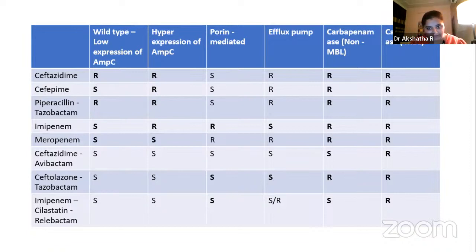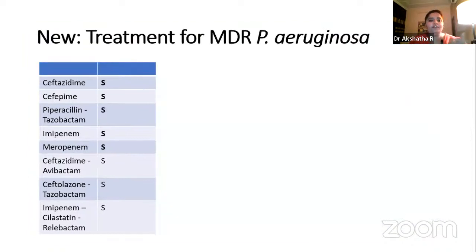Then we have the efflux, pump mediated resistance, where there will be resistance to your lower beta lactams like ceftazidime, cefepime, piptaz, but susceptible to your imipenem with plus or minus resistance to your meropenem. Then we have the production of carbapenemases, non-MBL and MBL. When will you think it could be an MBL producer? When you're seeing it is resistant to all of your newer BLBLI, then you'll be suspecting it could be an MBL producer.